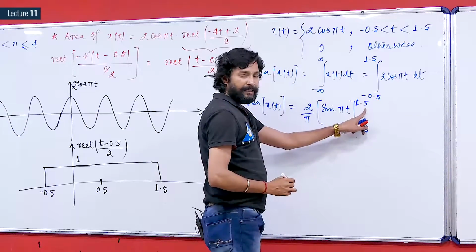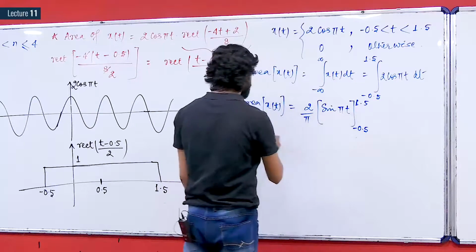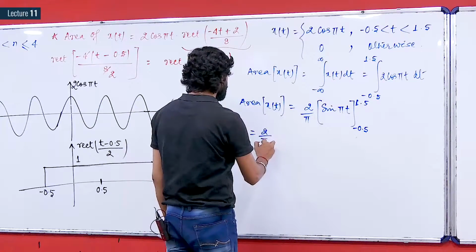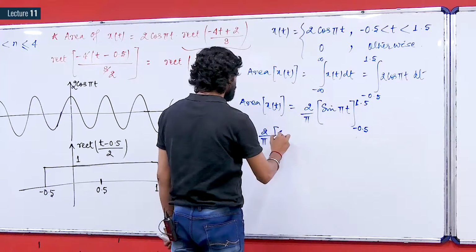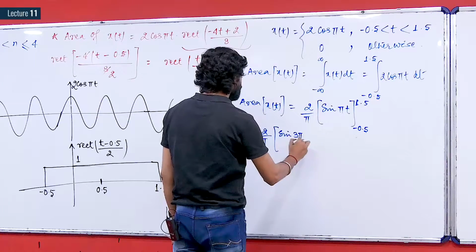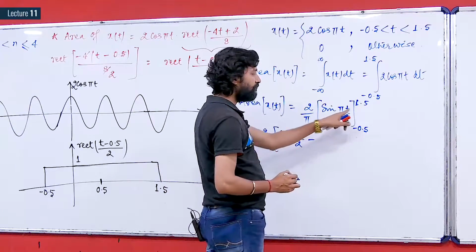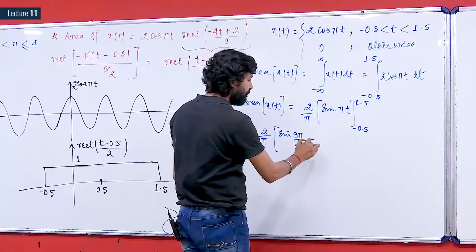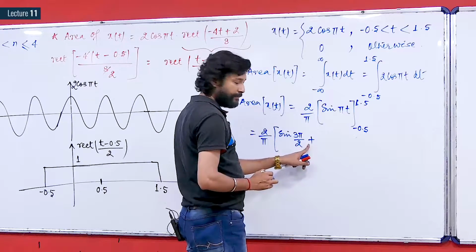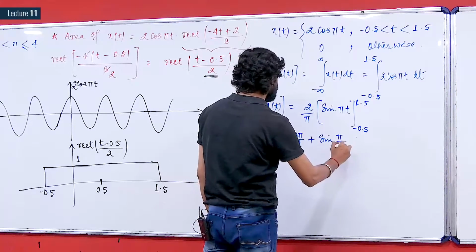This 1.5 can be written as 3 by 2, and this can be written as minus 1 by 2. So what we have to take is 2 upon pi times: if we take sin 3 pi by 2 for the upper limit, then it will be sin 3 pi by 2, minus, if we take minus 0.5, then it will be sin minus pi by 2. You know that sin minus theta is minus sin theta, so this sign can be made plus, and you can write sin plus pi by 2.